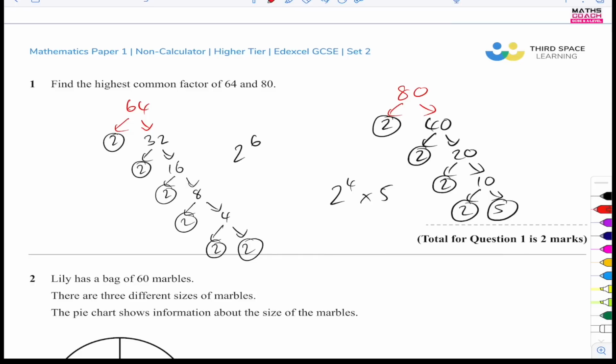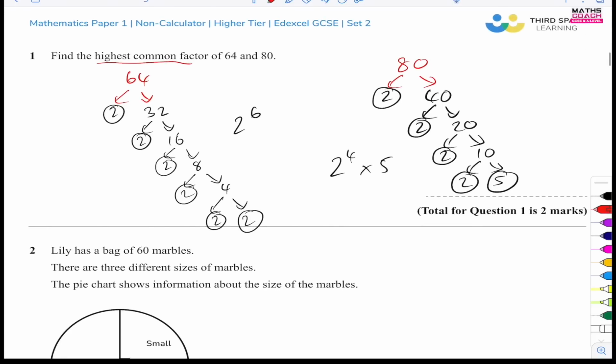Now, the question says, find the highest common factor. So what's common to both of them? As you can see, this one is just 2 to the power of 6, and this one is all of that. So this doesn't have the 5. Okay, so 5 is not going to be common. This has 2 to the power of 6, and this has 2 to the power of 4. So as a minimum, they both have 2 to the power of 4. So the answer would be 2 to the power of 4.